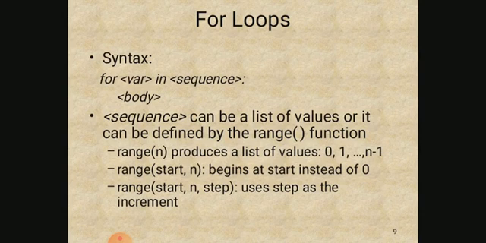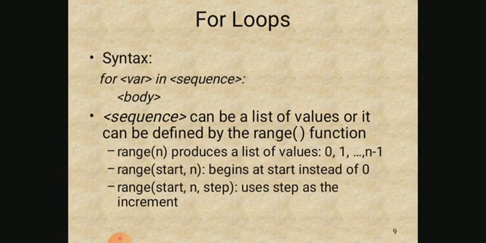So what can be in the sequence? The sequence can be a list of values or it can be defined by the range function. Range of n produces a list of values. Suppose I give range of 5, it goes from 0 to 5, taking the values 0, 1, 2, 3, 4.